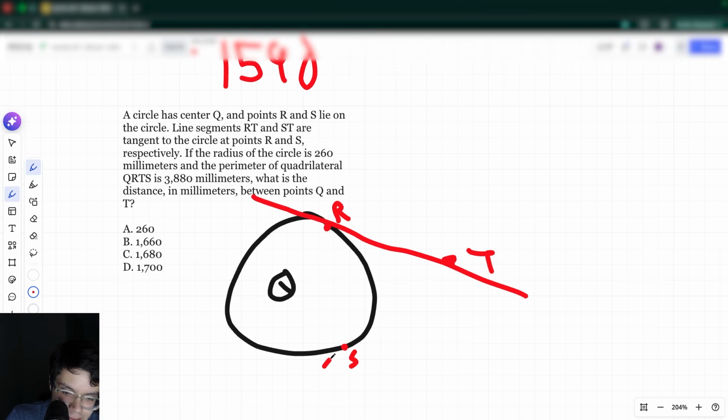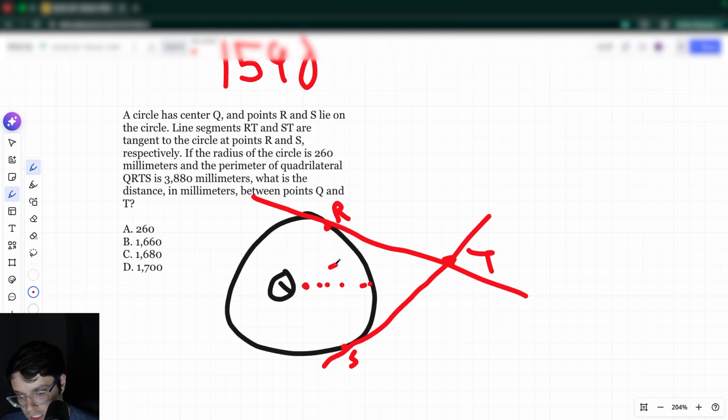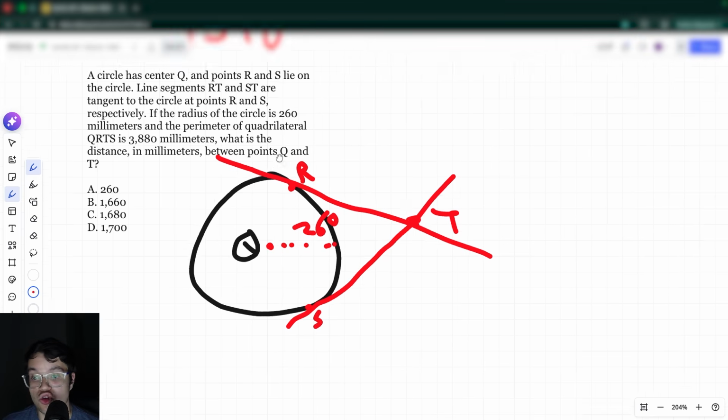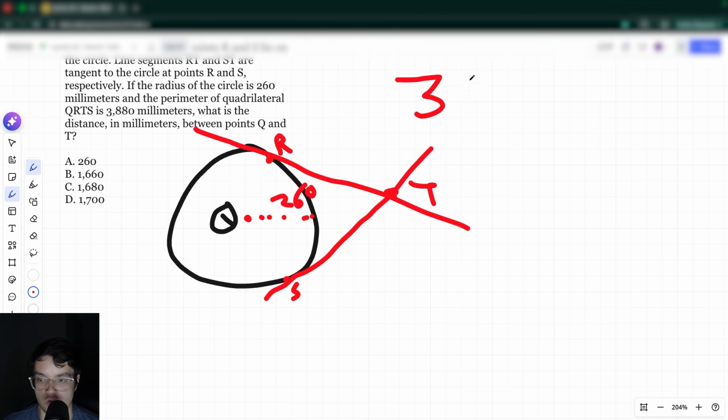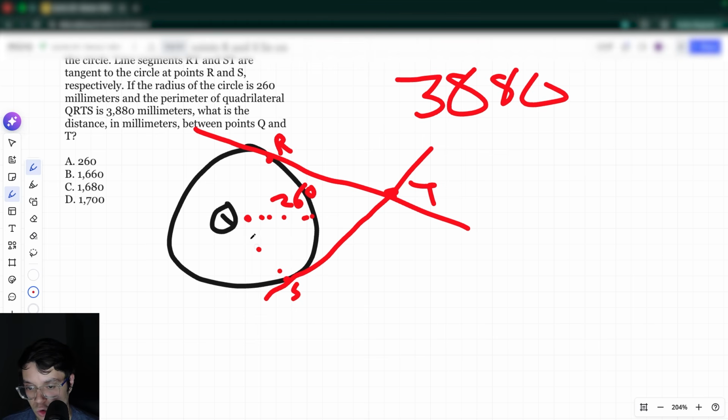Okay, this line kind of looks bad. Okay, like that. And it says the radius of the circle is 260 millimeters. So if we just do this, that would be equal to 260. And then it says the perimeter is 3880. So I'll just throw this over here because we don't know how it's going to play yet. But when it says the perimeter, that means the perimeter of this quadrilateral. So basically, if I do this side plus that side plus that side plus that side, it gives us 3880.